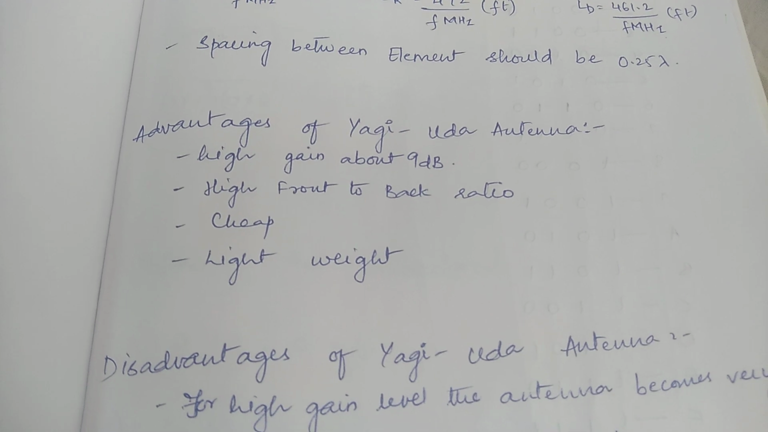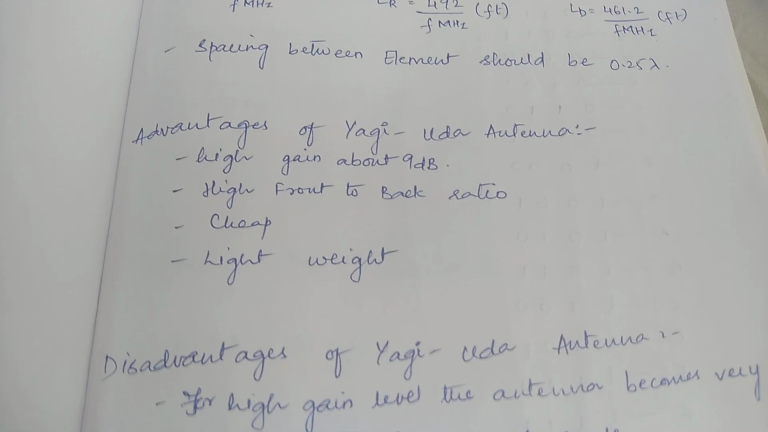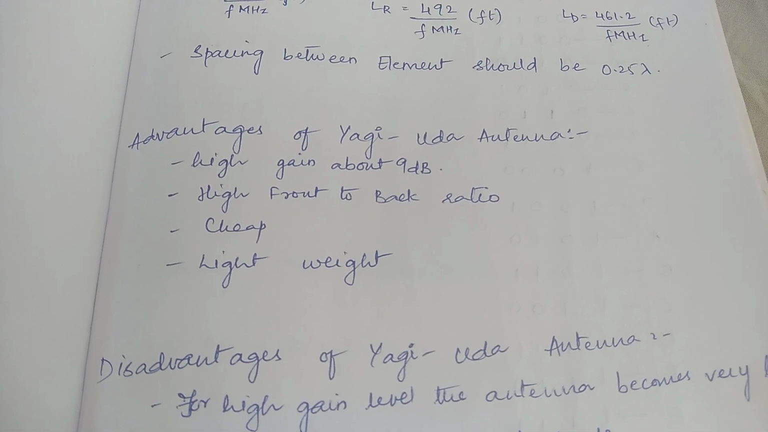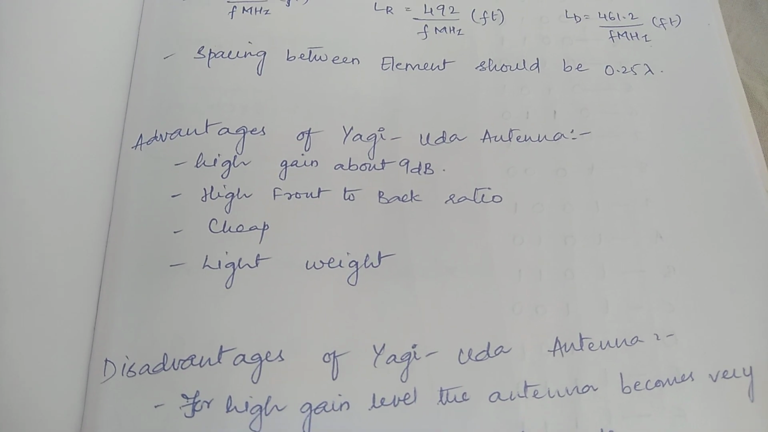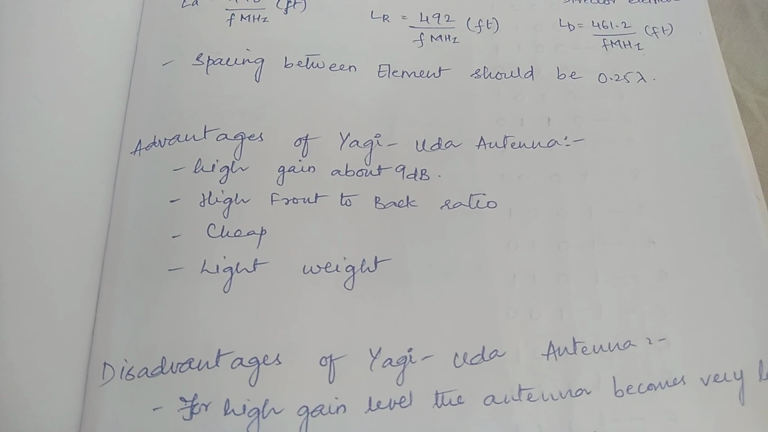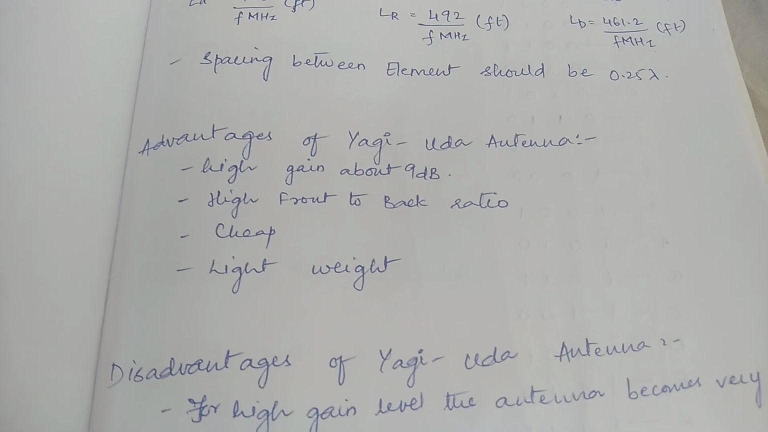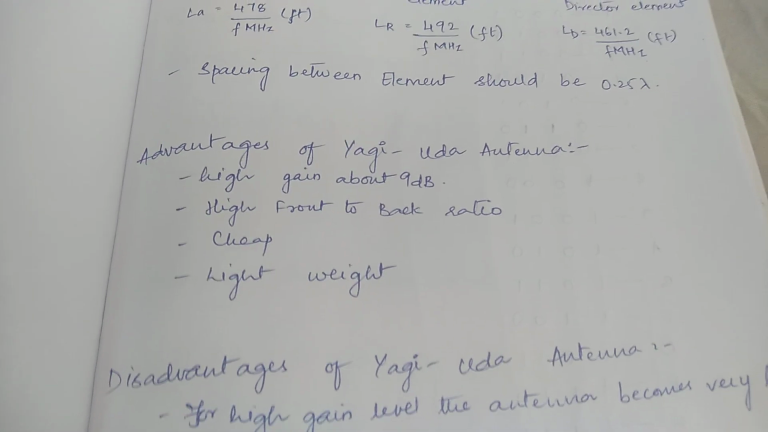Let us see the advantages of Yagi-Uda antenna. It has a high gain about 9 dB. Yagi-Uda antenna has high front to back ratio. It is very cheap, and Yagi-Uda antenna is lightweighted.